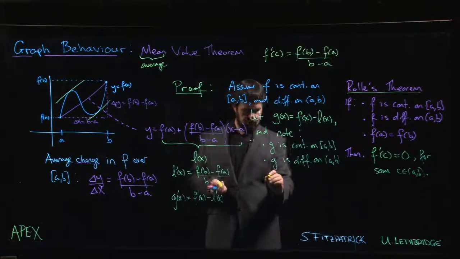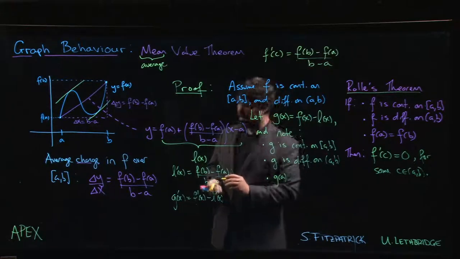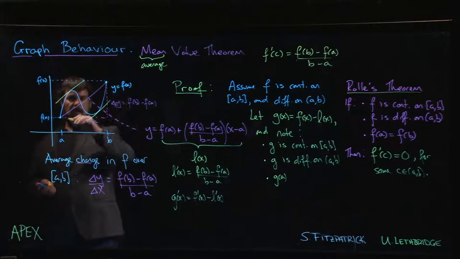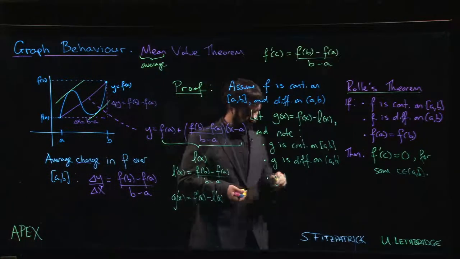Also, what's g of a, right? So g of a is the difference between f of x and L of x at a, but they have the same value there, right? And they have the same value at b. So g of a and g of b are going to be zero.